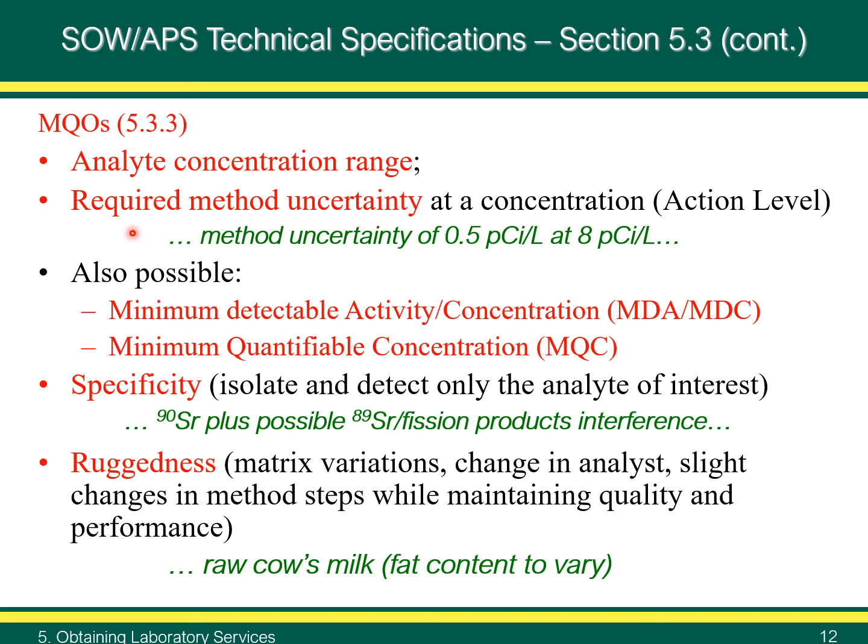Although other possible MQOs are discussed in Chapter 3, they're not needed in our APS. One of these would be the minimum detectable activity, listed together with the critical level. When expressed in terms of a volume or mass, we talk about the minimum detectable concentration, or MDC. The MDA or MDC are measures that describe a method's detection capability.